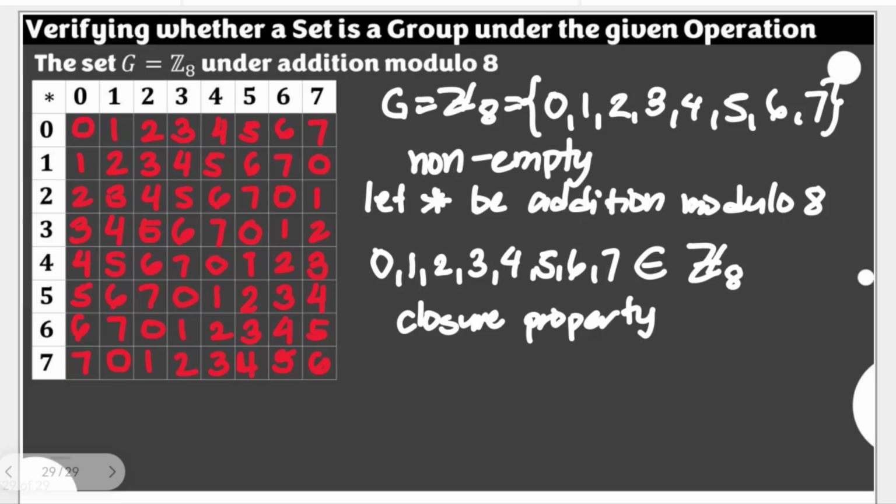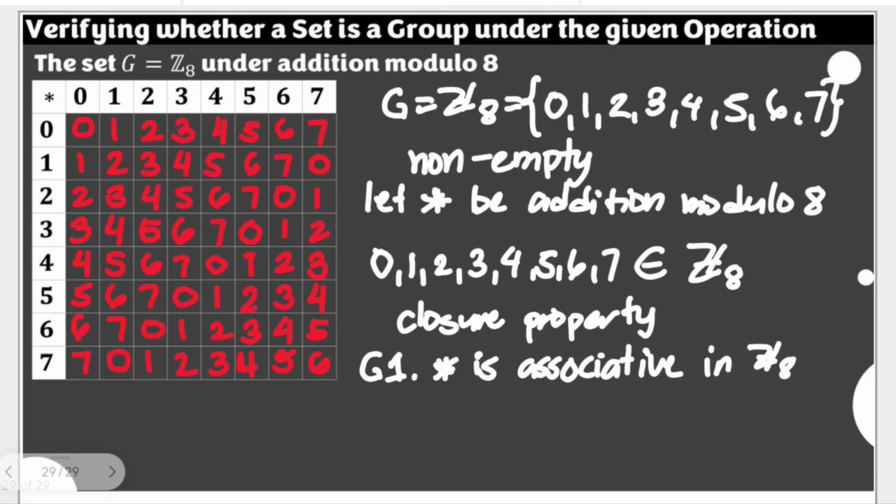Okay. Now that we have established the closure property, we can proceed to the first condition for a group, and that's actually G1. We are going to verify whether star is associative in Z8. Now, there are a lot of ways to prove associativity. You can even pick elements or examples from this Cayley's table. But of course, again, one or two examples is not necessarily enough for us to show associativity, because there might be some one counterexample in the process. But I'm quite sure that it's associative because of this reasoning.